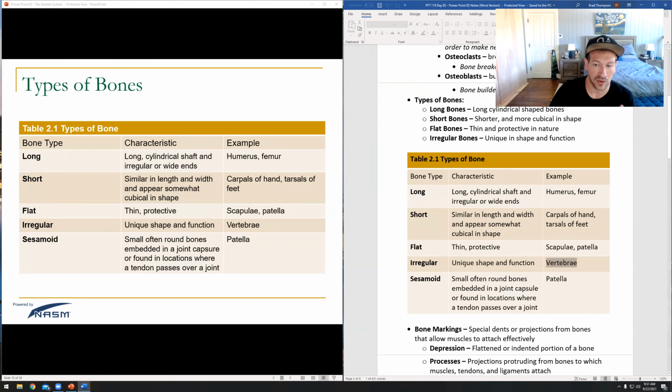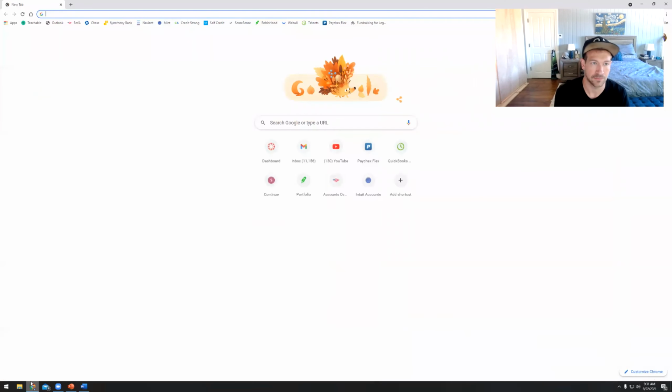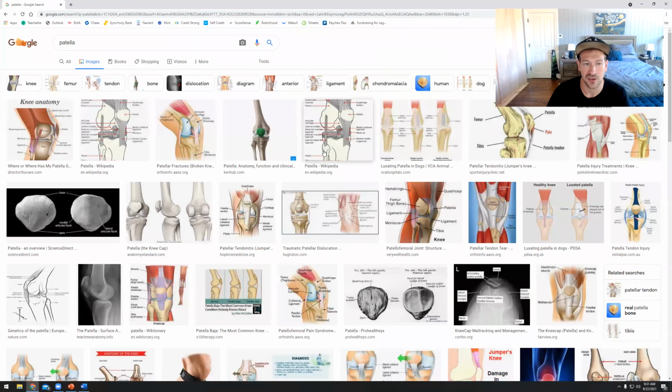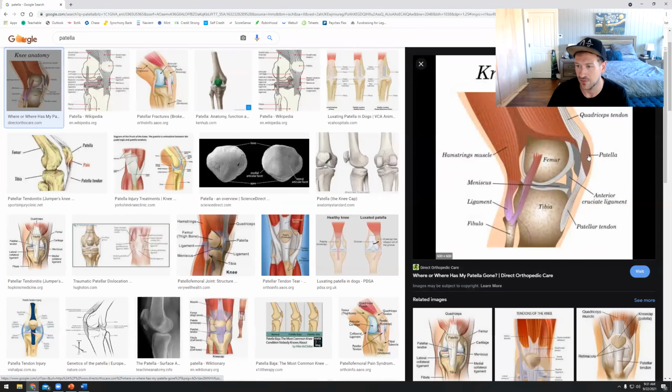Now, there is one other term that we're also going to see, which is a sesamoid bone. So your patella is an example of a sesamoid. It is also a flat bone. It is flatter than it is anything else, so its shape is a flat bone. But what makes it a sesamoid bone is that it's a bone that is embedded around a joint capsule. So what's kind of cool about your kneecap is it actually lives underneath some other connective tissue.